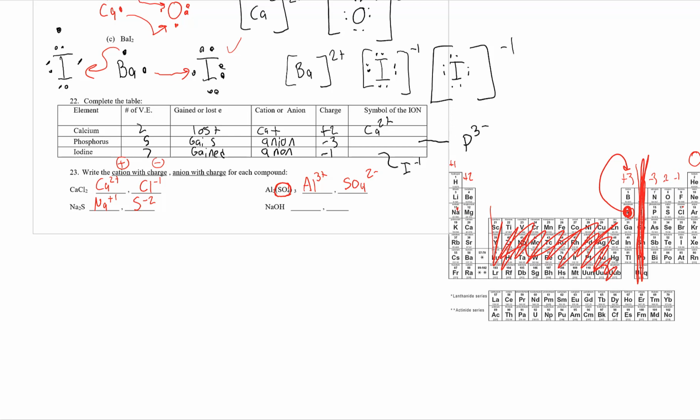Finally, NaOH. Well, Na is right here. Sodium is a big common thing. So Na is going to be +1. And OH, well, this is 2 of them. So they're stuck together. 2 things stuck together is a polyatomic ion. So you look on the back for your polyatomic ions chart, and you see that OH is called hydroxide, and it has a charge of -1. So OH -1. There, hope that was helpful. Sorry it was so long.